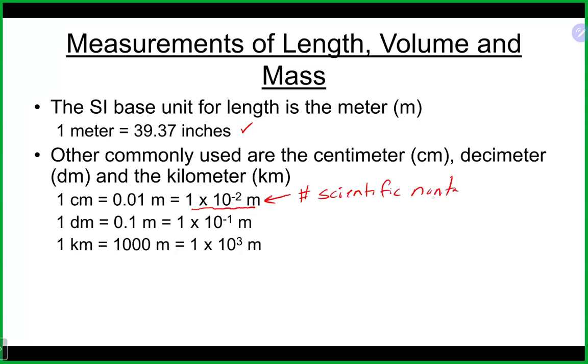And we'll talk more about that notation. 1 decimeter is 0.1 of a meter, and 1 kilometer is 1,000 meters. I will say all three of these conversions are ones that they do expect you to know and will pop up along the way. So those are good ones to make sure that you know.